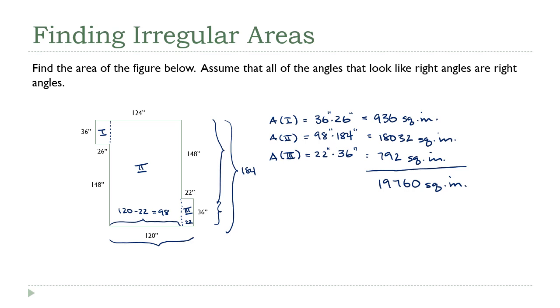Now, the question asks for the area in square feet. We had a second option. We could have taken all three of those inches values and converted them to feet, and then done the calculations, and our answer would have just come out in square feet. Or we can just do a conversion, which we know how to do. There is 1 square foot in 144 square inches. The square inches cancel. 19,760 divided by 144 is 137.2 square feet.